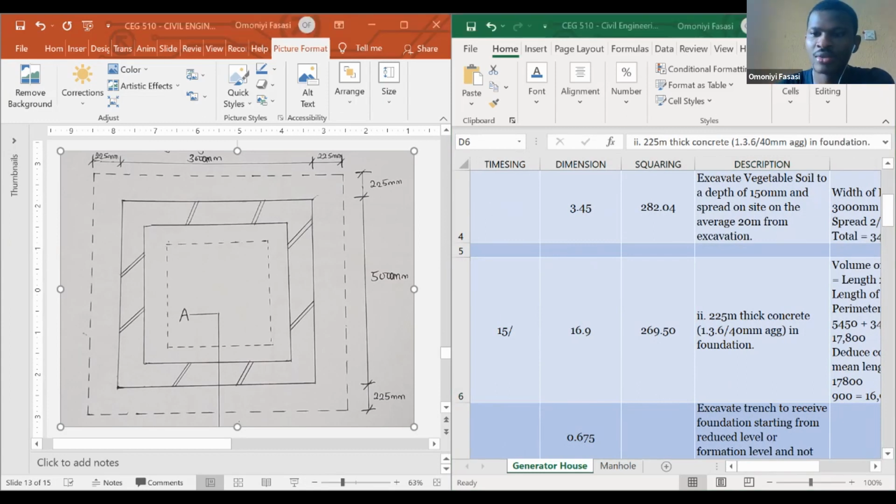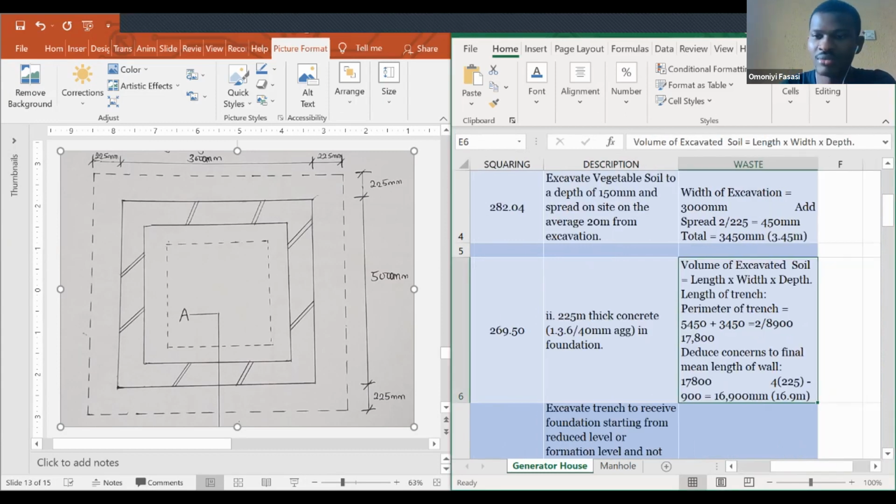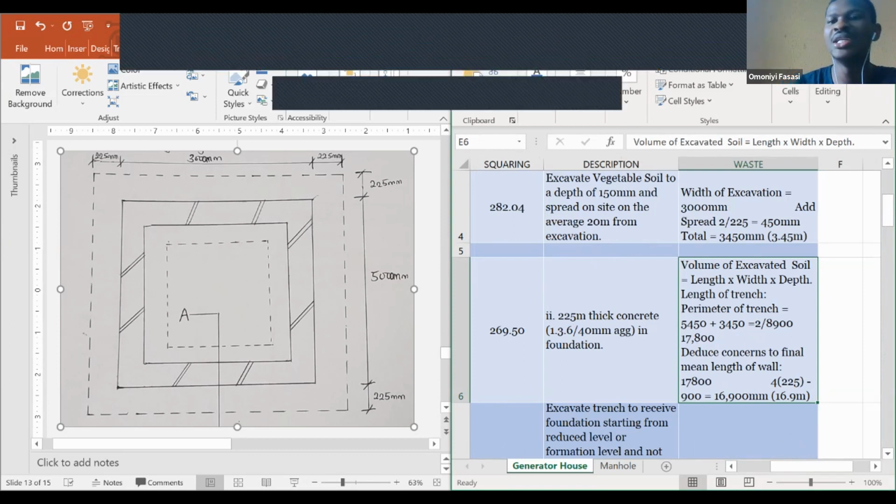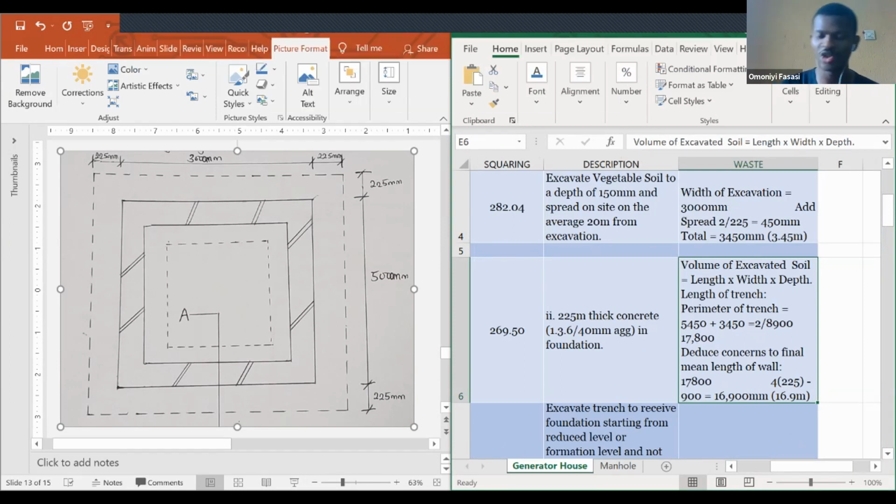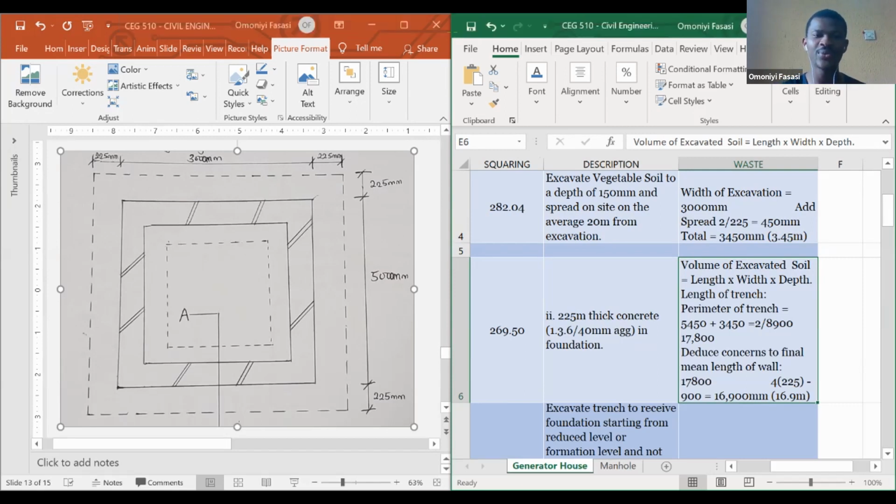Now if I go to the value, the times thing is still the same. But now the volume of excavated soil is the volume of the soil I want to excavate. The length in this case will be the length of trench. Why am I saying we are using the length of trench? Normally, when you start your foundation, the first thing you do is excavate the total land, everything, so it will be looking like 4 corners.